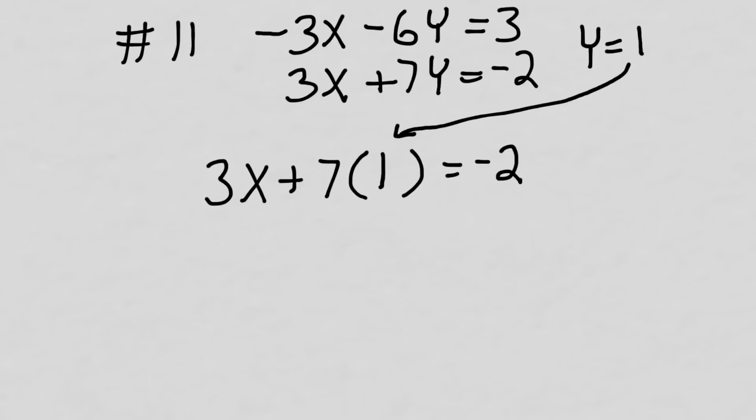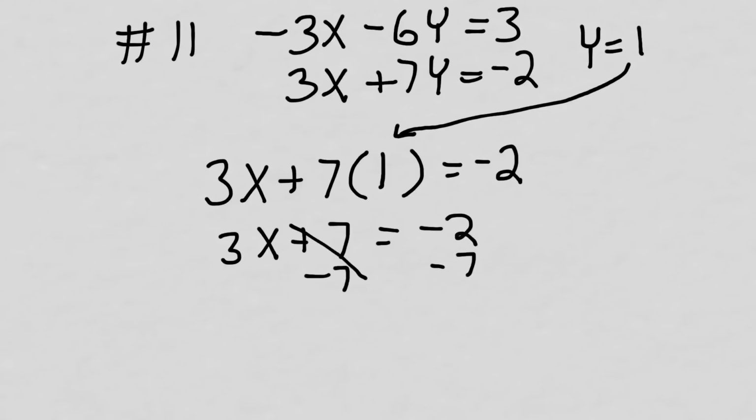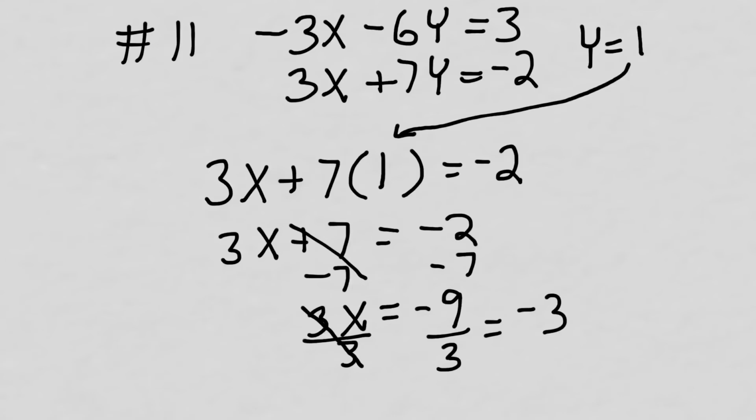Let's solve. 3x plus 7 equals negative 2. I want to subtract 7 from both sides so that this goes away. I end up with negative 9 on the right and 3x on the left. To solve for this, I divide both sides by 3. The 3's cancel out, and I end up with negative 3. So x equals negative 3.